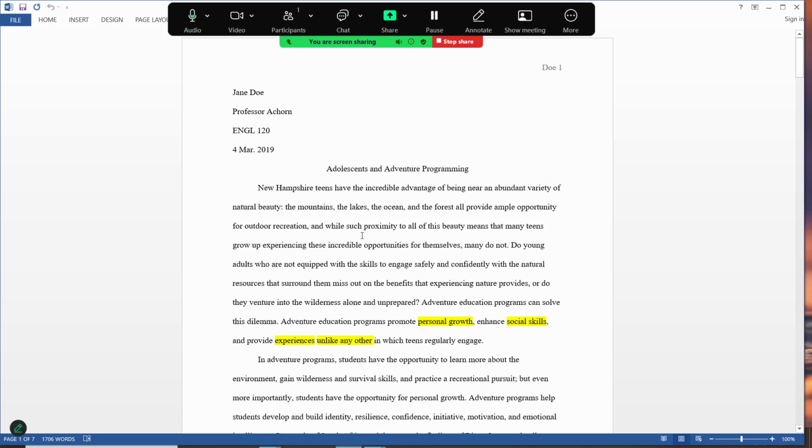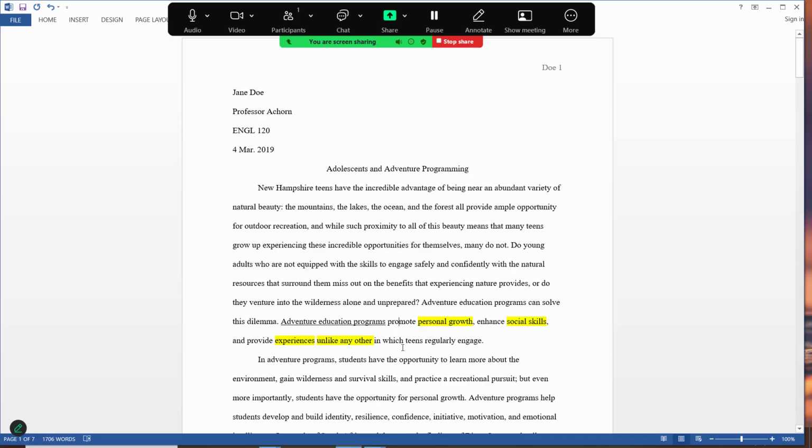Adventure education programs promote personal growth, enhance social skills, and provide experiences unlike any other in which teens regularly engage. So, right here, adventure education programs is the actual topic of her essay. I use the word paper, same. But what is it doing? She's explaining that she is going to inform us how it promotes personal growth, enhances social skills, and provides experiences like any other.